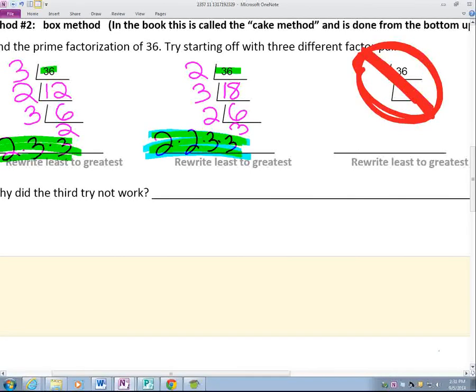You could start to do this section different than this section, because you could have done 2 and 9, but you still would have ended up with 2, 2, 3, 3.